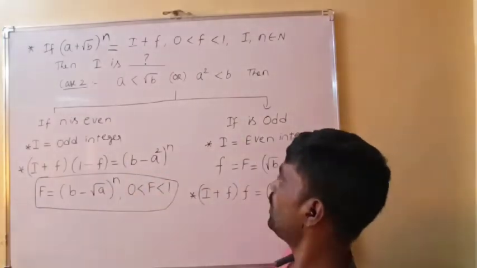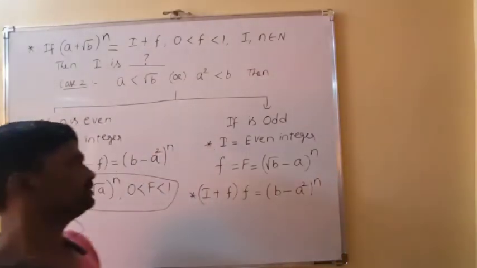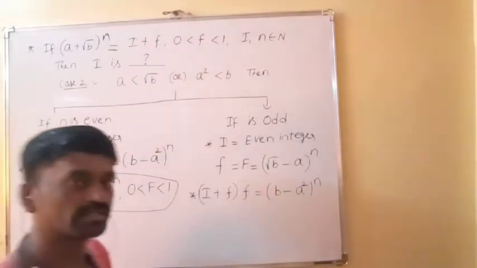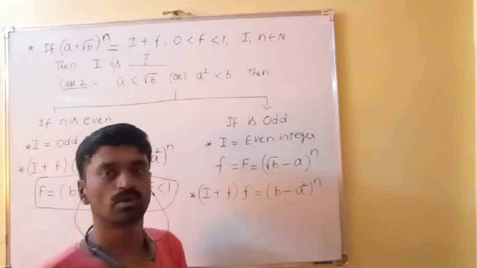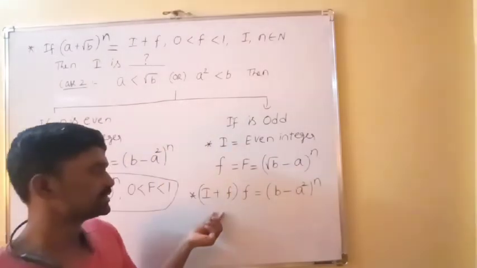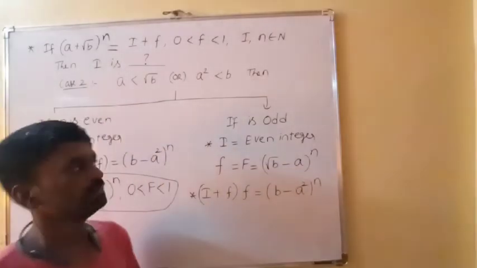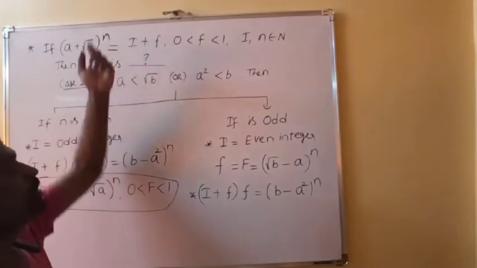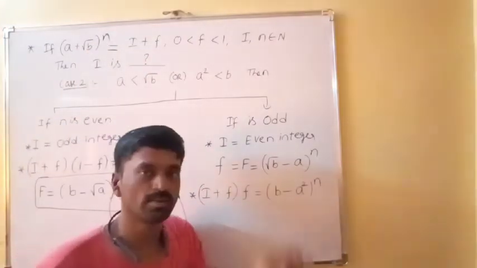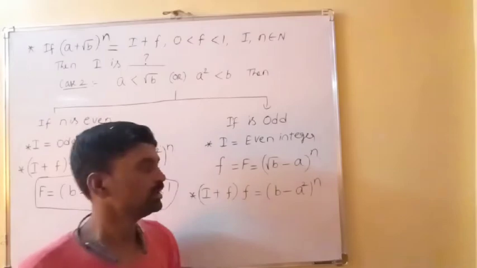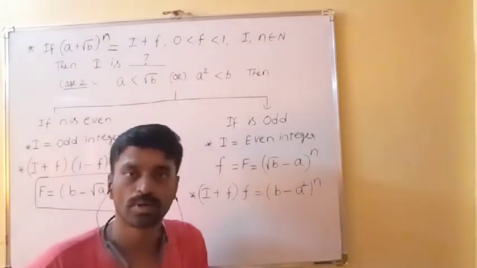When n is odd, what is the case? I should be even, and small f is the same as capital F, which is equal to (root b minus a) whole power n. And in this case, I plus f into small f, because I plus f is what? (Root b plus a) whole power n. Small f is what? (Root b minus a) whole power n. On multiplying both, what you will get? (b minus a square) whole power n.